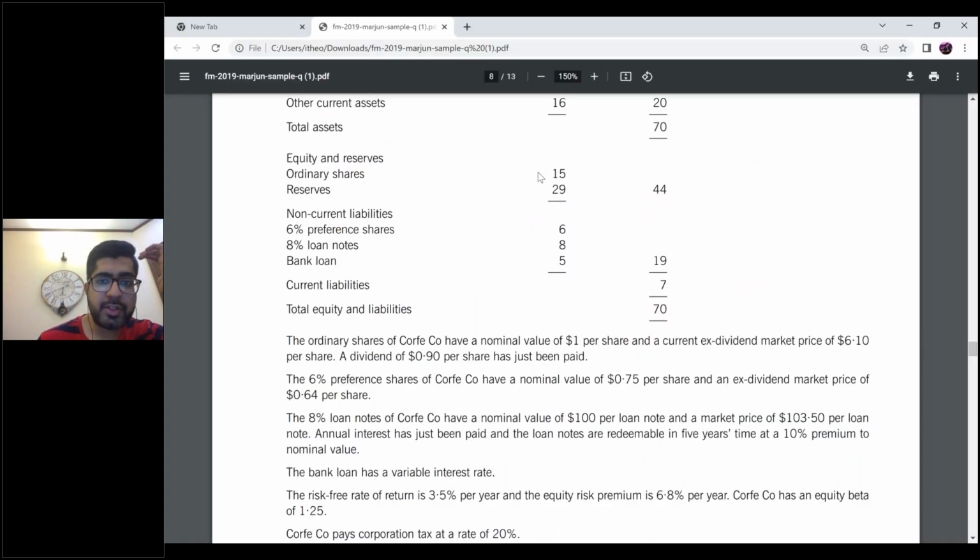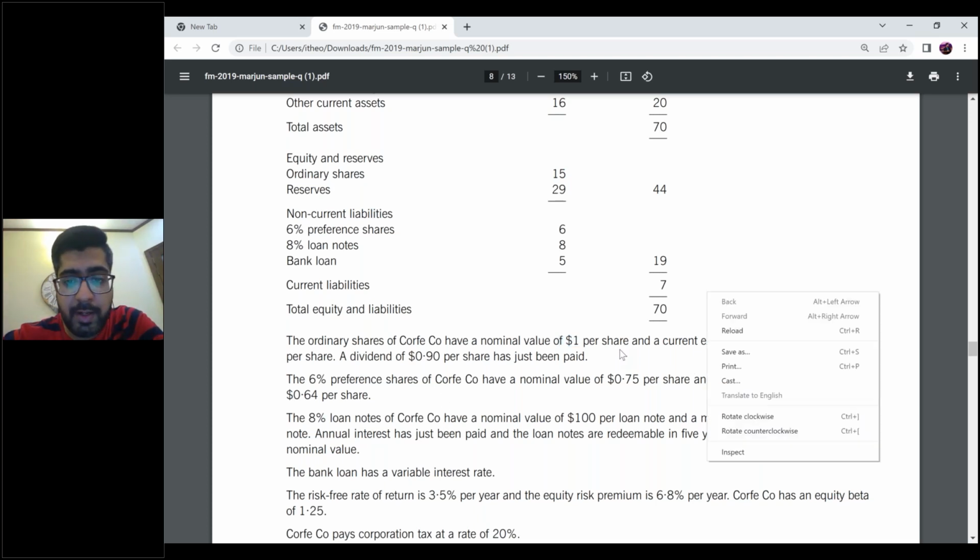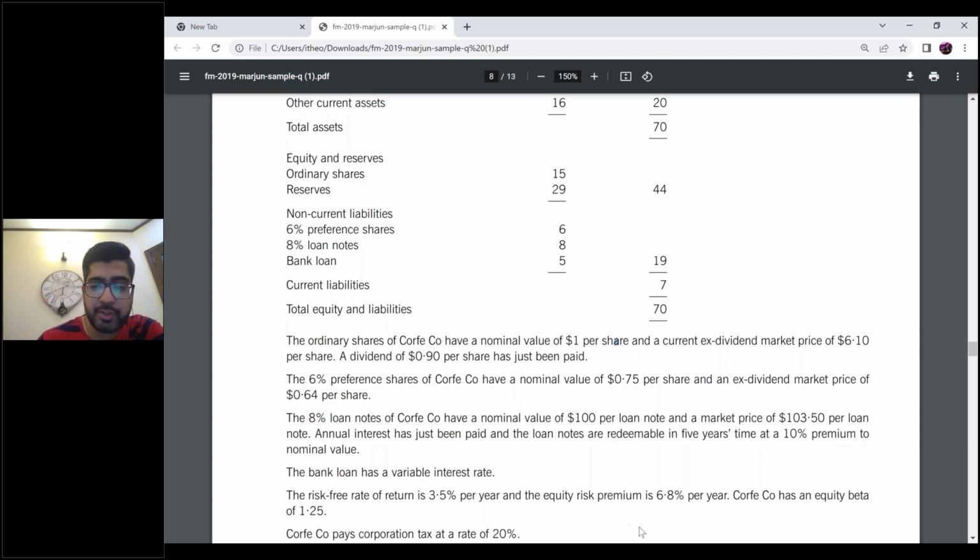Now, number of ordinary shares, we have 15 million capital and $1 par value. We have already found the number of ordinary shares is 15 million, and the current share price of ordinary shares is 6.1. You can read the question. Ordinary shares have a nominal value of 1 per share and a market price of 6.1 per share.